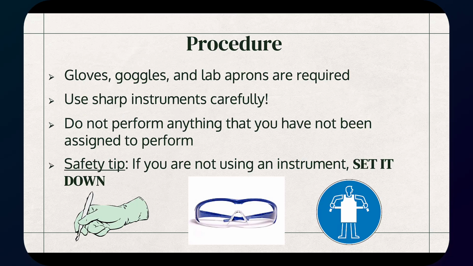Just some general procedural notes. You need to wear gloves, goggles, and lab aprons. You'll be using scalpels and scissors, and those need to be used with caution so that you're not cutting things you don't want to cut. If you're just exploring, it's better to use a blunt instrument. Don't perform anything you have not been assigned to perform. Don't do the job of somebody else. Most importantly, if you are not using an instrument, put it down. We want to avoid waving scalpels or scissors around so that we're not cutting other people.